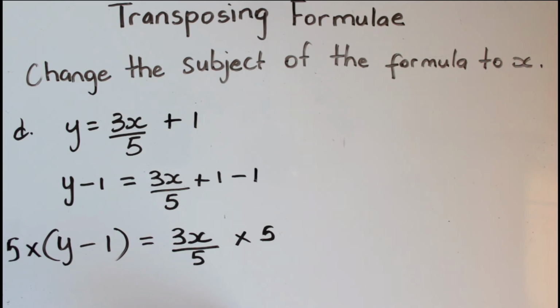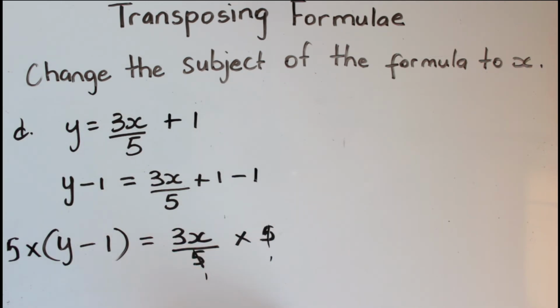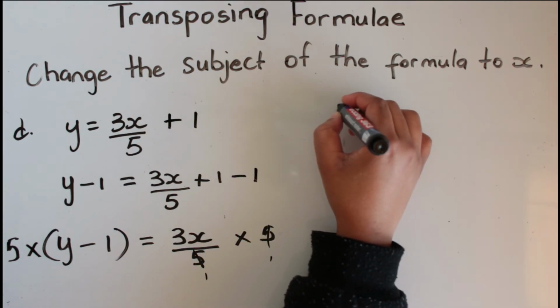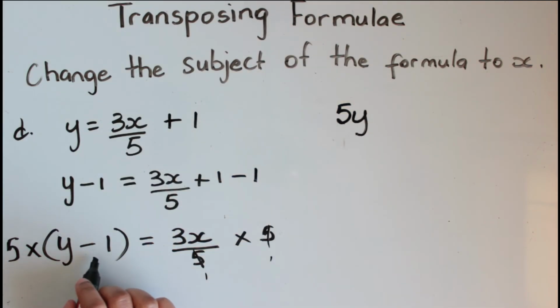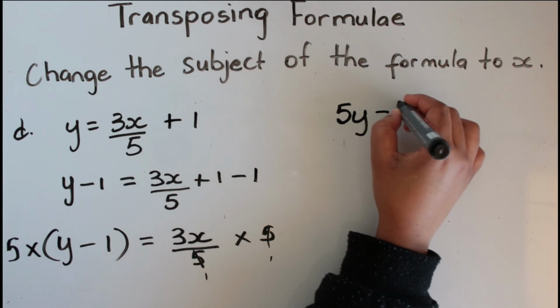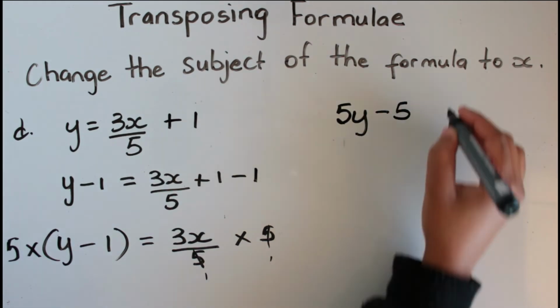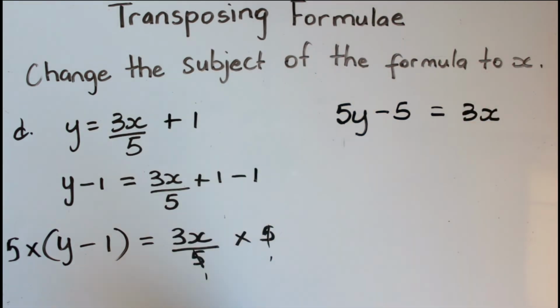So now let's see what I have left. We agree that this 5 divided by this 5 here gives 1. And then on my left I have 5 times y gives me 5y. 5 times minus 1 gives me a minus, and then that's a minus 5. And that's equal now to, on my right I have 3x.